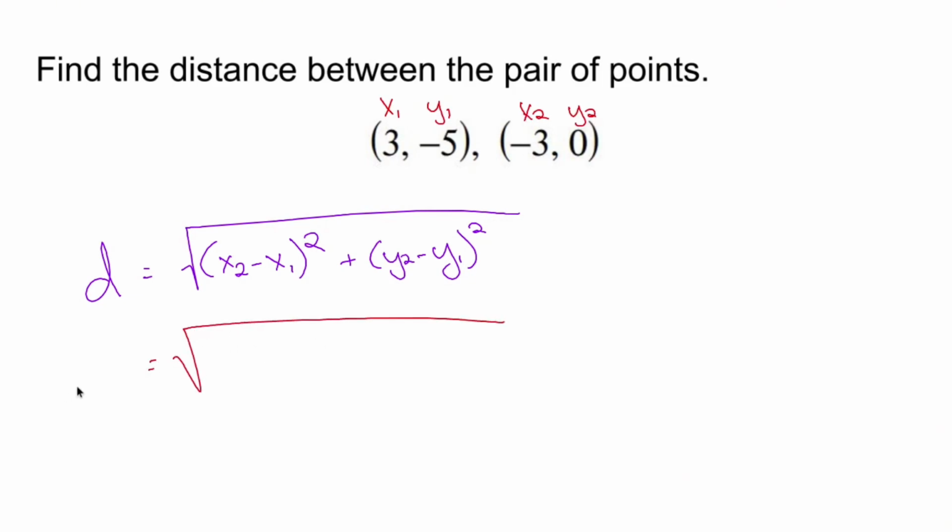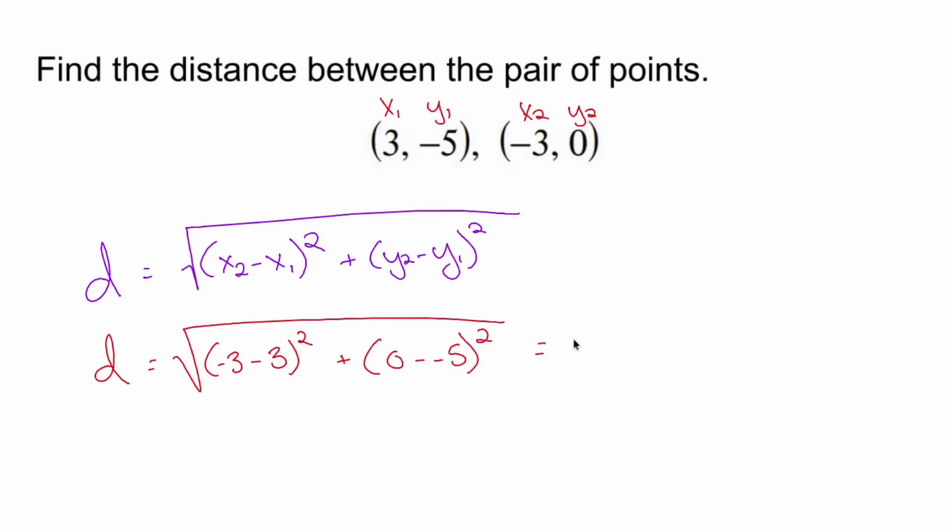So the distance is going to equal the big square root of x sub 2, which I labeled -3, minus x sub 1, which I labeled regular 3, squared, plus y sub 2, which I labeled 0, minus y sub 1, which I labeled -5, so double negative. I'll clean that up in a minute.